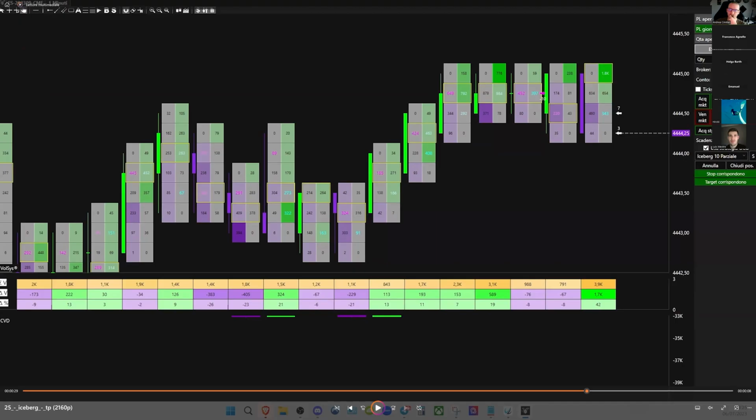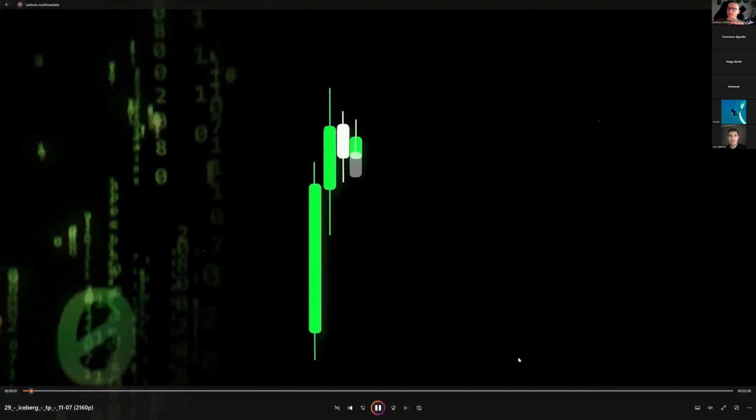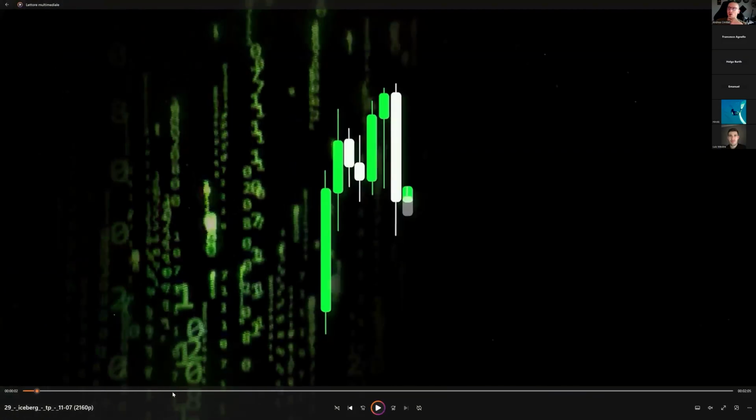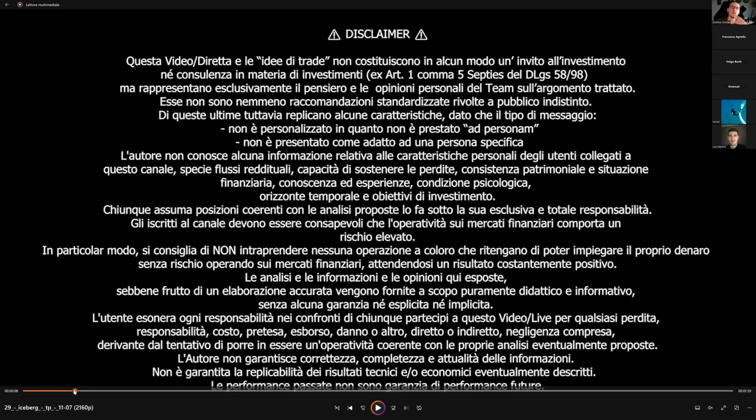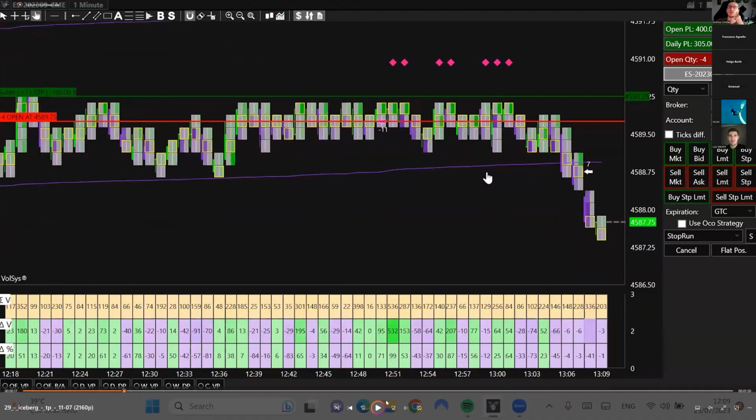Where are you looking for these setups? I look for them mostly in the S&P 500, the ES E-mini contract, and in the London session only. Look at this one. Now, you probably don't see it. I think I didn't record this very well, but you can see it easily from the color.